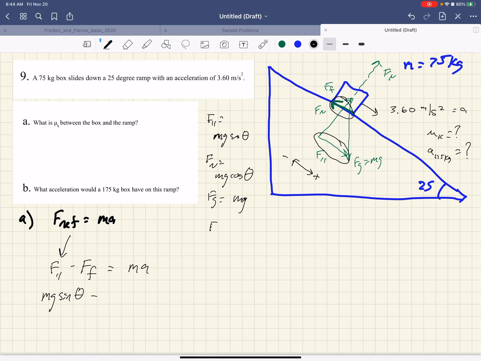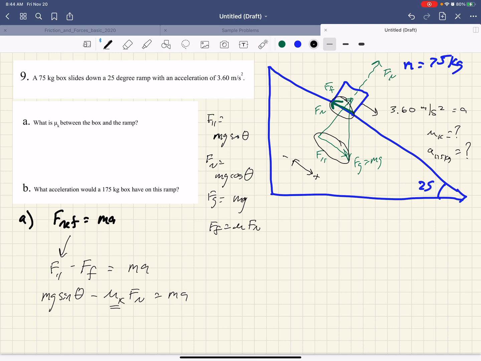Anyways, the force of friction is always mu times the normal force. So I'm going to use that formula right here. It's going to be mu sub k times the normal force. And that's all equal to ma. So the point for this problem is we're trying to figure out what mu sub k is.